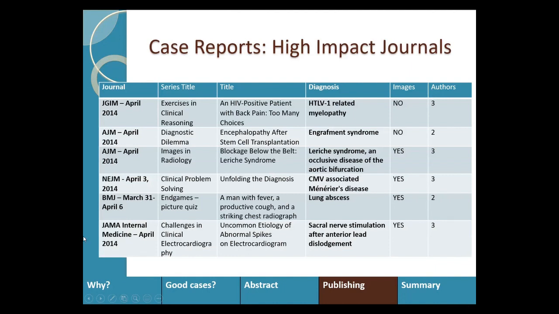So here are some examples of case reports that are published in high impact journals. And you can see that the titles indicate that these are not necessarily first time ever type case reports for these high impact journals. And you can see that the number of authors that are allowed for each of these journals tends to be on the low side.